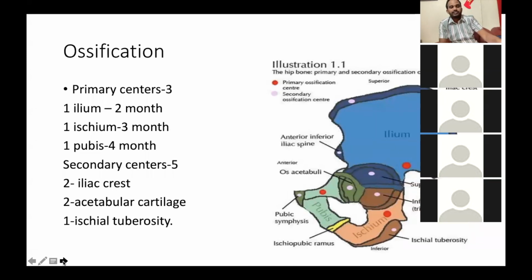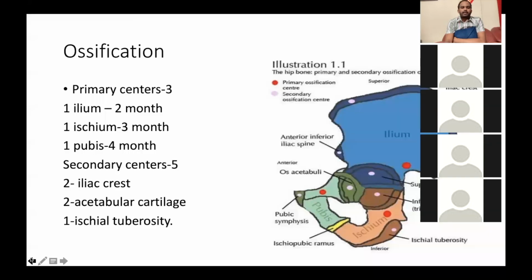Now coming to the ossification, just note down that this hip bone is ossified by three primary centers: one center for the ilium, one center for the ischium, and one center for the pubis. The ilium primary center appears at the 2nd month, the ischium center at the 3rd month, and the pubis center at the 4th month of intrauterine life.